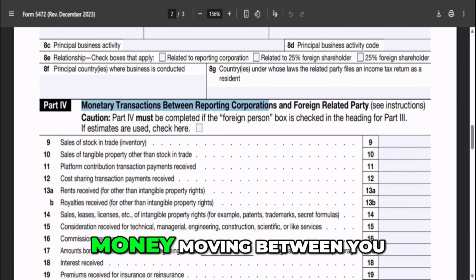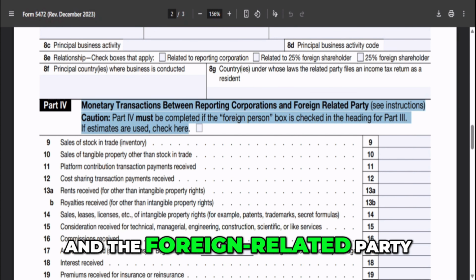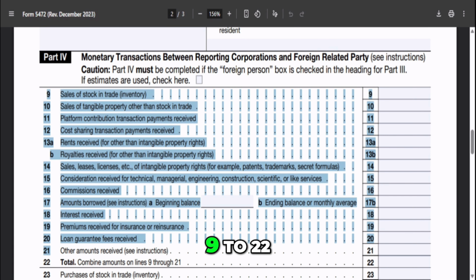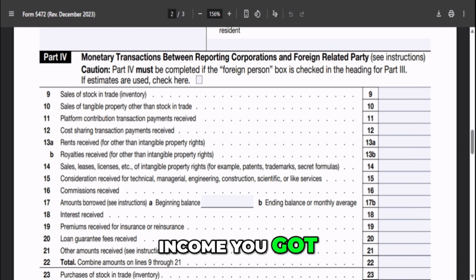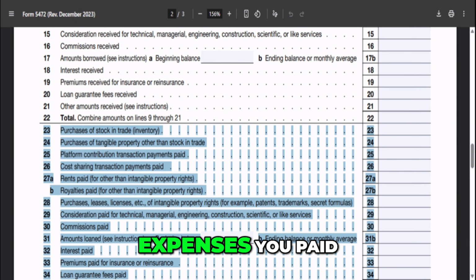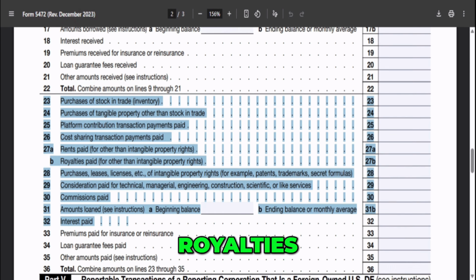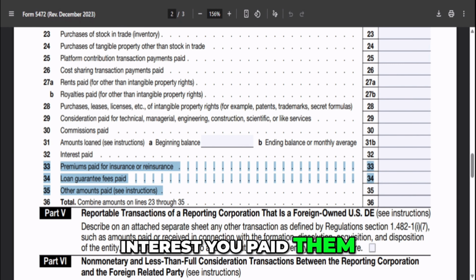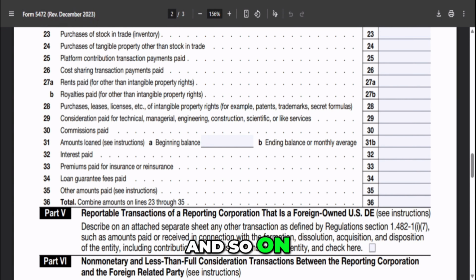Part 4. Money moving between you and the foreign related party. This is the meat of the form. Break down what you paid them and what they paid you. 9 to 22, income you got: sales, rents, royalties, services, loans you took, interest they paid you, etc. 23 to 36, expenses you paid: purchases, royalties, services they did for you, loans you gave, interest you paid them, insurance, and so on. Totals.